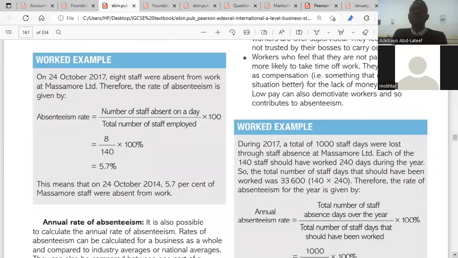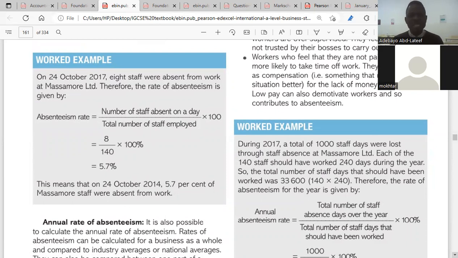The last one, workers who feel that they are not paid enough are more likely to take time off work. They may see it as compensation. Sometimes that makes a bad situation better. For the lack of money they receive, low pay can also demotivate workers and contribute to absenteeism.